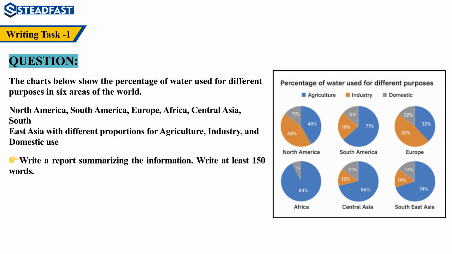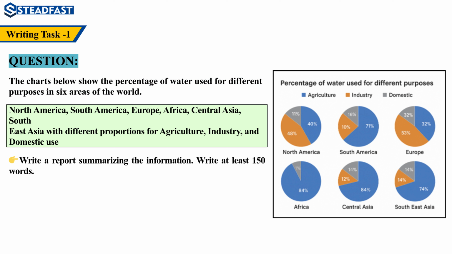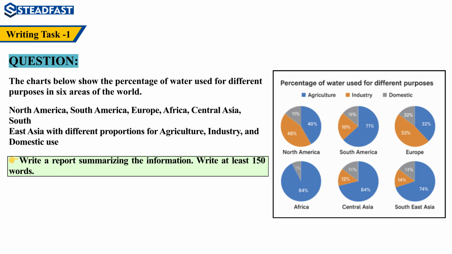Report writing. The charts below show the percentage of water used for different purposes in 6 areas of the world: North America, South America, Europe, Africa, Central Asia, Southeast Asia, with different proportions for agriculture, industry, and domestic use. Write a report summarizing the information. Write at least 150 words.